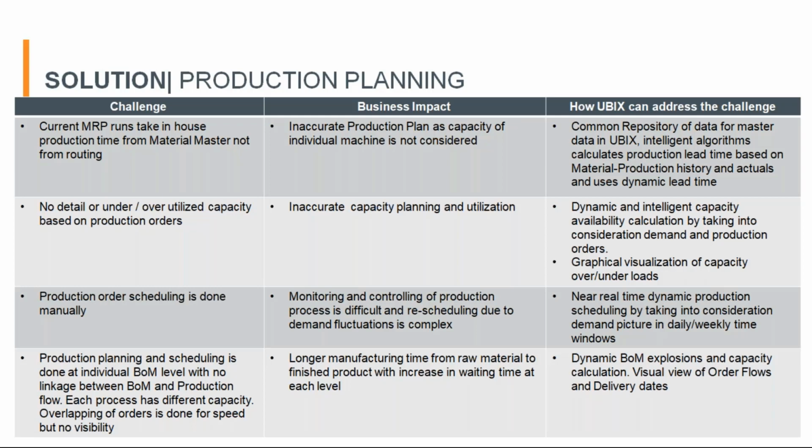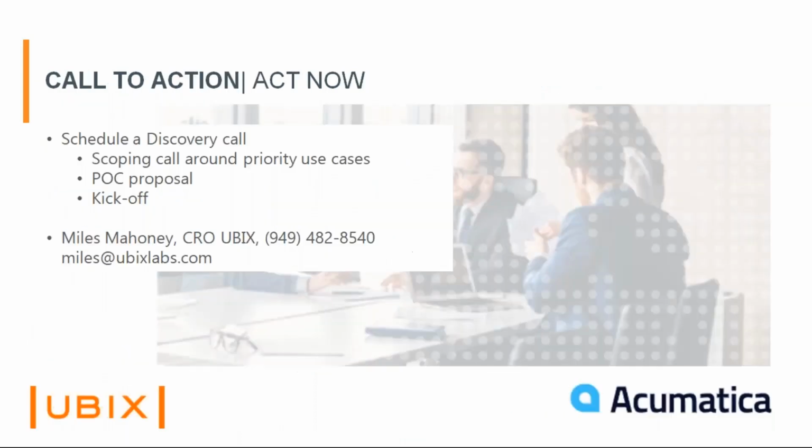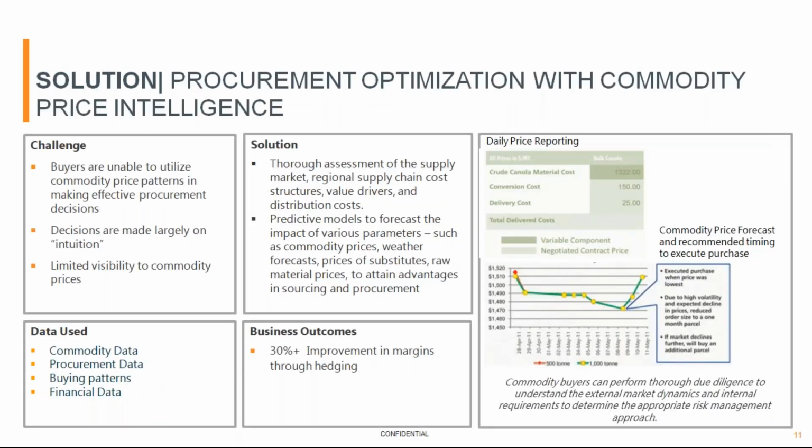We talked earlier about procurement analytics. If your buyers are unable to use commodity price patterns in making effective procurement decisions, if decisions are largely based on intuition, then UBIX can help. Our solutions analyze commodity data, procurement data, buying patterns, financial data. We enable predictive models to forecast the impact of various parameters such as commodity prices, weather forecasts, prices of substitutes, raw material prices, to attain advantages in sourcing and procurement. The net result can be up to 30% improvement in margin.